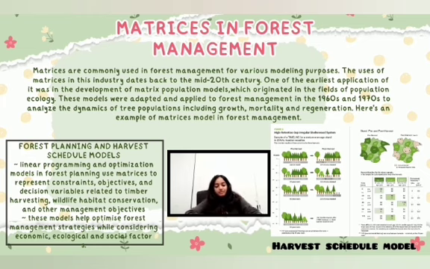Here's one of the matrix models, and the name of it is Forest Planning and Harvest Schedule Models. Linear programming and optimization models in forest planning use matrices to represent constraints, objectives, and decision variables related to timber harvesting, wildlife habitat, and conservation. These models help optimize forest management strategies while considering economic, ecological, and social factors.